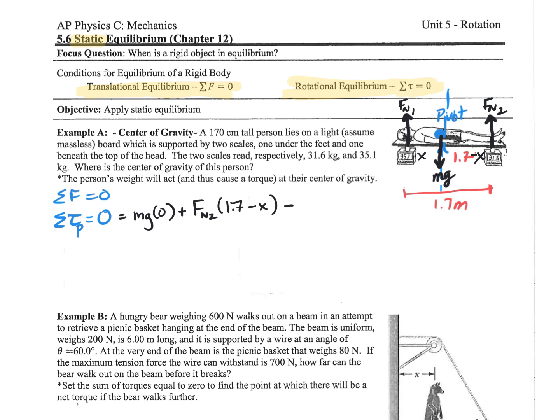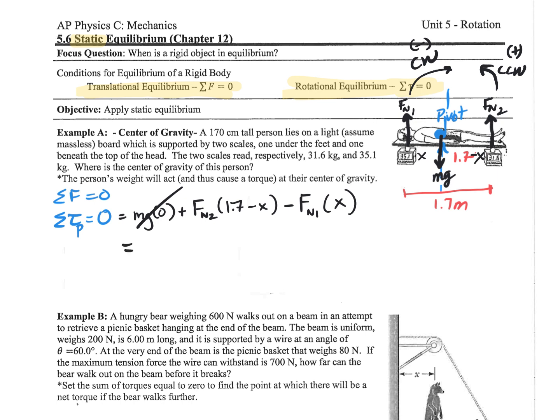And then minus Fn sub 1 times x. Okay? Because Fn sub 1, if it's the greater one, it would make him rotate clockwise, wouldn't it? Do you agree? Yeah. So this guy would make him rotate this way. This guy would make him rotate counterclockwise. This is clockwise, so that one is positive. Clockwise is negative, so that makes this negative, and that makes this one positive. And this one's at the pivot, so it's zeroed out. So that one goes away.